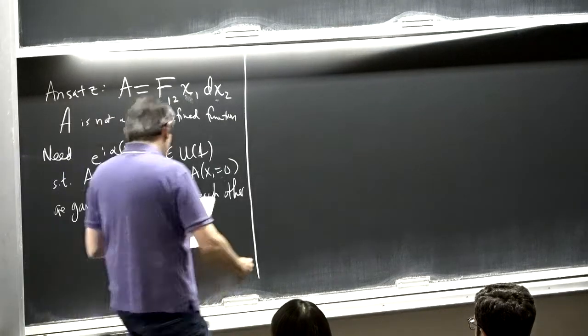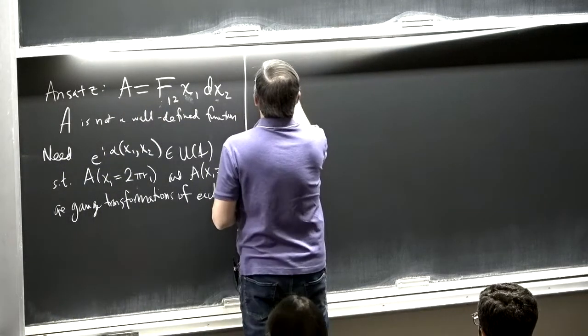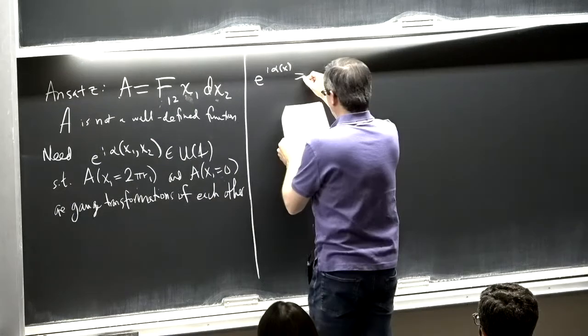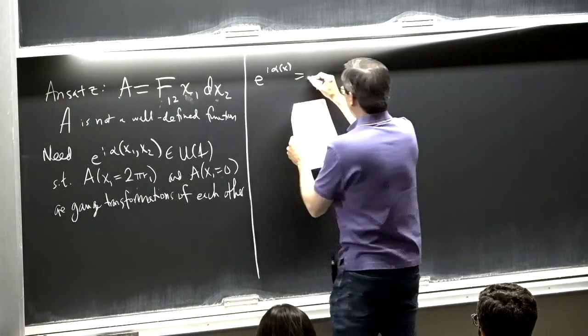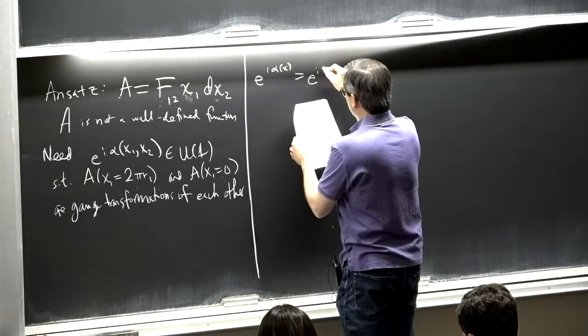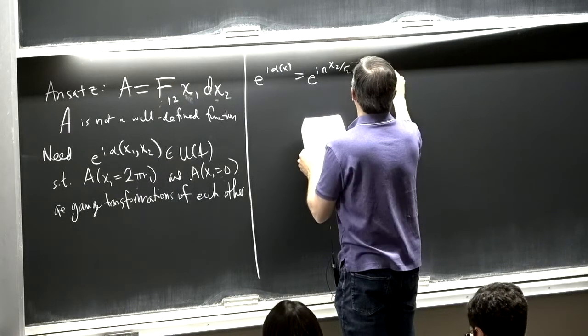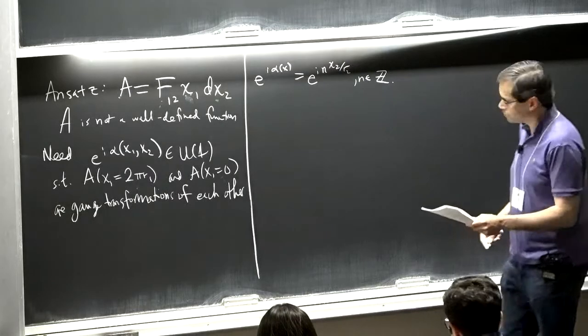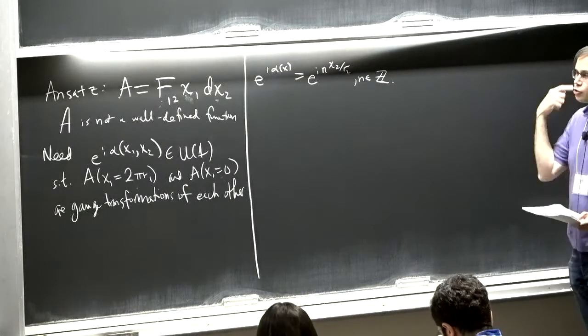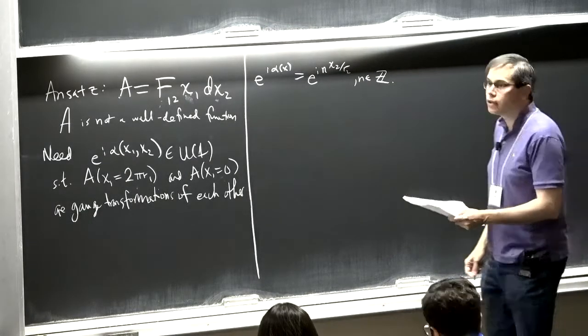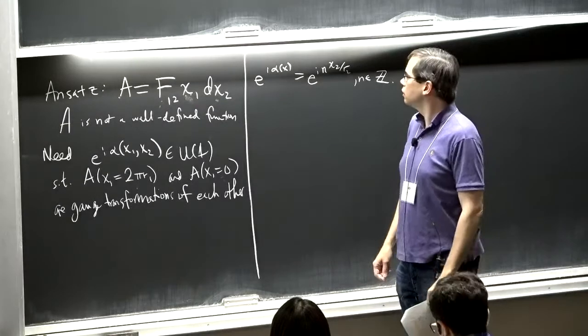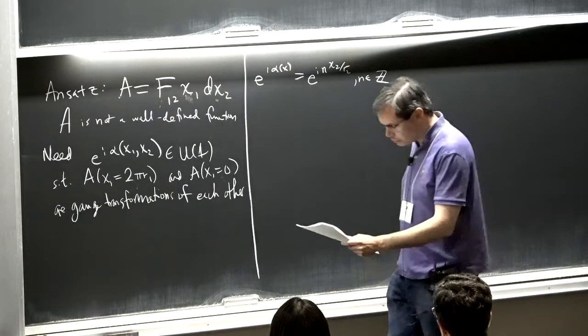Okay, so let's just look at such a thing. e to the i alpha of x, we're going to take to be e to the i n x2 over r2, where n is an integer. So it's going to wind around the x2 circle.